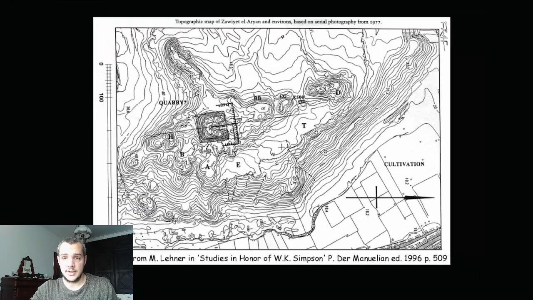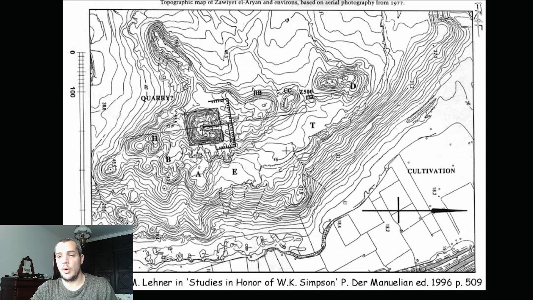You can see the pyramid is not north oriented, and the mastaba is quite far away. Some people believe that the mastaba was never intended to be a mastaba, but was intended to be a temple, but that doesn't make sense because this is actually a mastaba. So anyway, potentially a quarry was at this site, on the west of the pyramid.